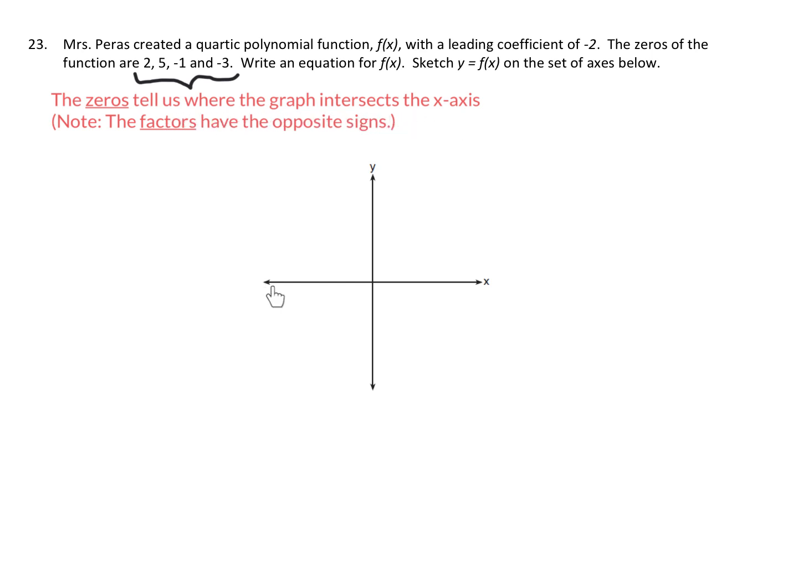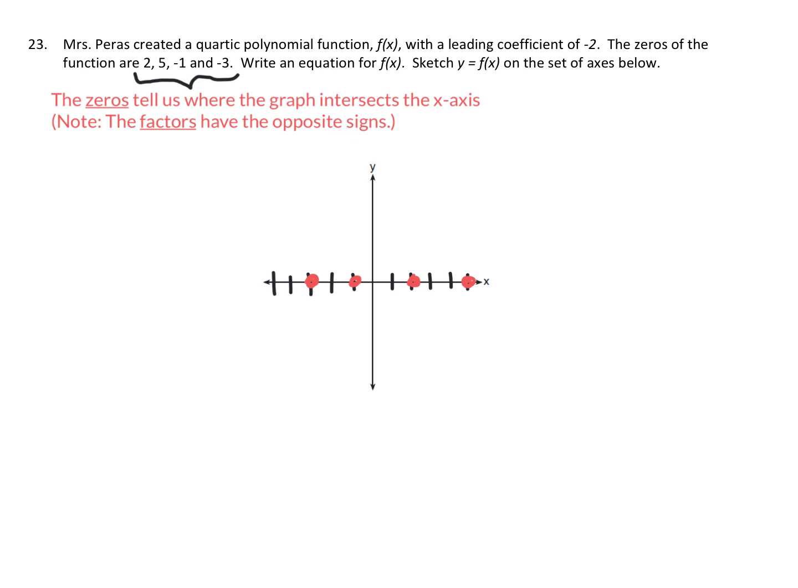Okay, so we're going to intersect the x-axis at positive 2. Let me draw this out. So let me just do this. 1, 2, 3, 4, 5. 1, 2, 3, 4, 5 in the negative direction. Okay, so it intersects the x-axis at 2 and 5, so positive 2 and positive 5, and also at negative 1 and negative 3. Now, I did make a note here because this is what I want you to keep in mind. It's the factors that have the opposite signs. Okay, so we'll get to that in a minute.